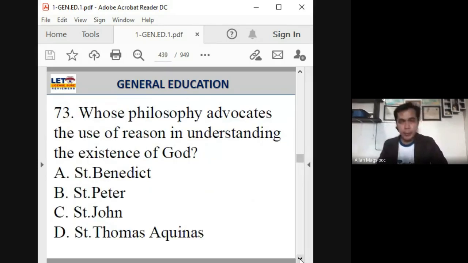Thank you, math is done. Back to social science. Whose philosophy advocates the use of reason in understanding the existence of God? Use of reason. Is it St. Benedict, St. Peter, St. John, or St. Thomas Aquinas? Aquinas. What's the correct spelling?